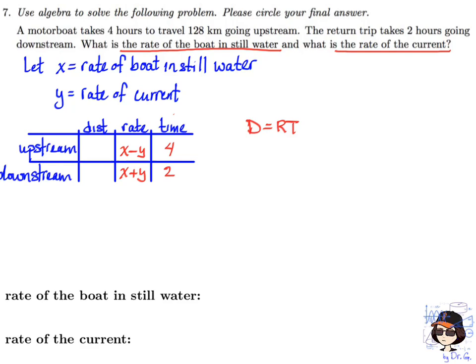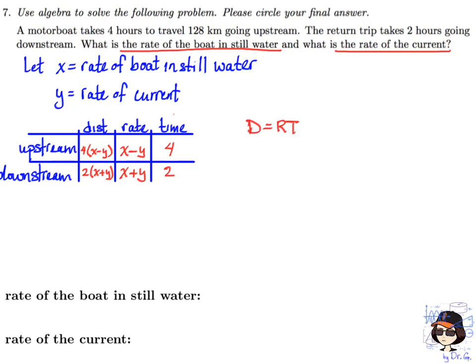So now what are we going to put under distance? Well, that's where we're going to use distance equals rate times time. So going upstream, the distance is 4 times x minus y. So the rate, x minus y, times the time, 4 hours. And then going downstream, it's going to be 2 times x plus y.